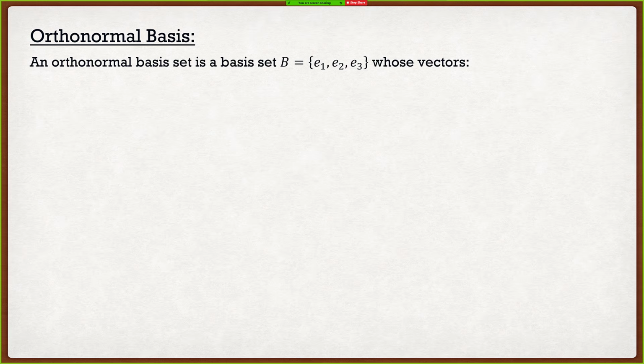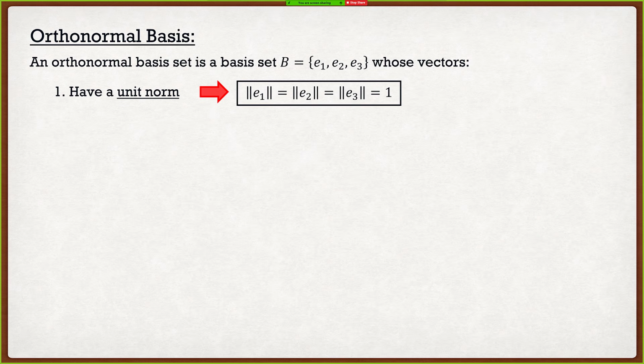The first one is going to be an orthonormal basis. And this is something that you may not have realized, but we've been dealing with this basically our entire lives of engineering. So an orthonormal basis set is a basis set B, which is E1, E2, and E3. So we talked about E1, E2, and E3 before, whose vectors have a unit norm. So if I were to look at E1, E2, and E3, the norm of each one of those vectors must be equal to 1. So if we were to look at our vectors before where we had 1, 0, 0, well, it's easy to see that those norms are actually equal to 1. It's very nice.